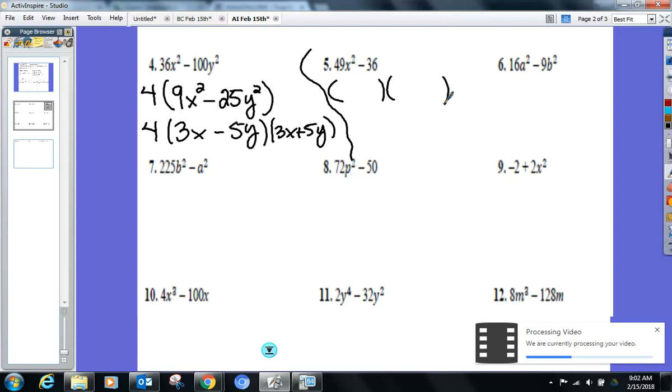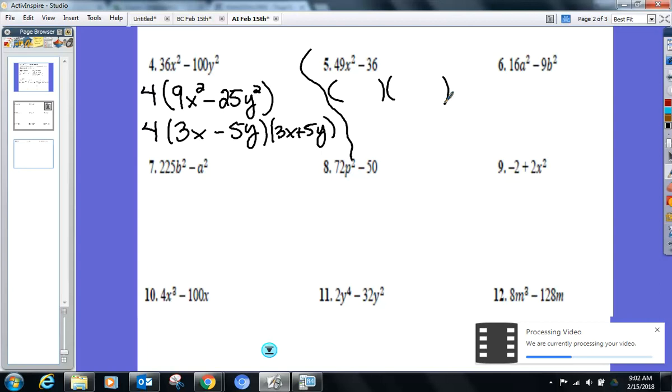Got that. And now let's go to 9. 9 would be a perfect square for 3. And then B squared for B. And what about my signs? You got it.